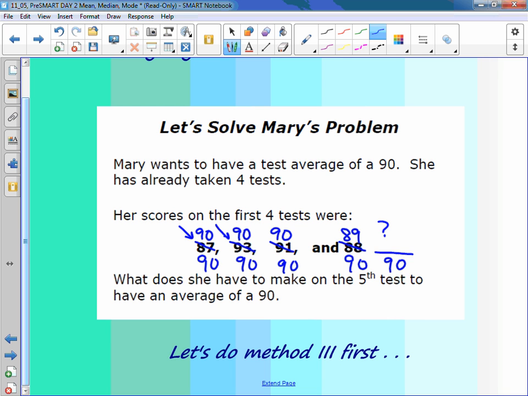We need 90 here plus an extra point so we can make up for not meeting the 90 here. We need an extra point, so we know that she needs a 91. I like to do the averaging through leveling. I think it's called method 3 on your notes.